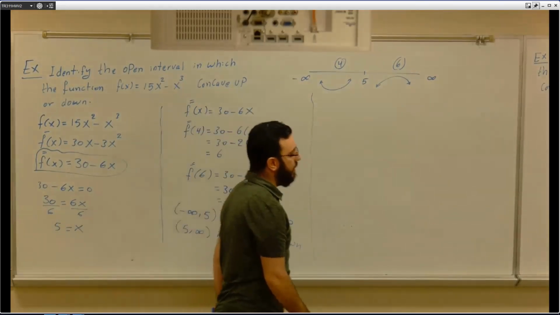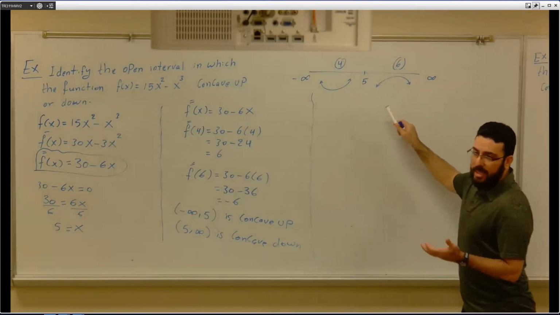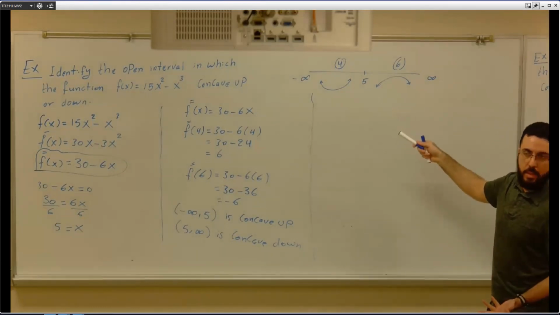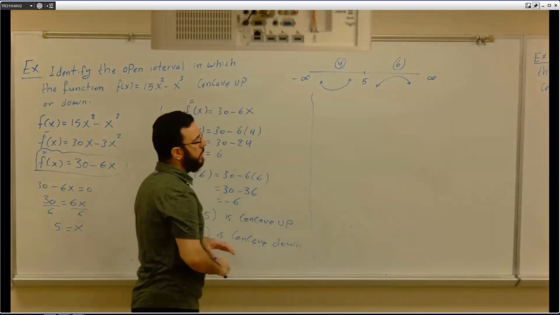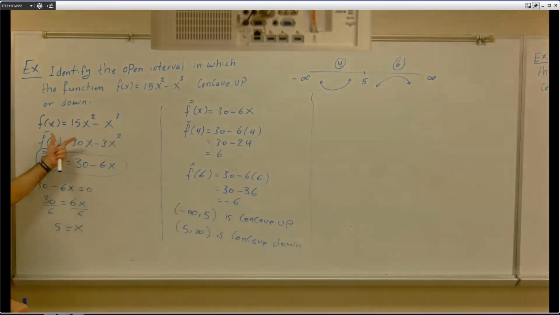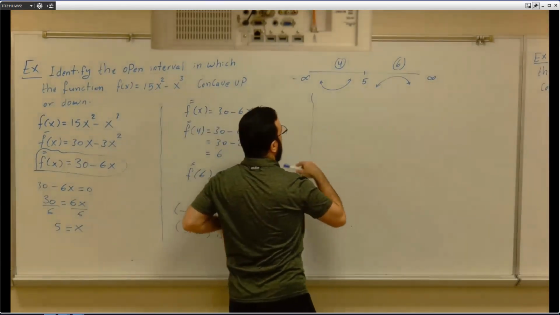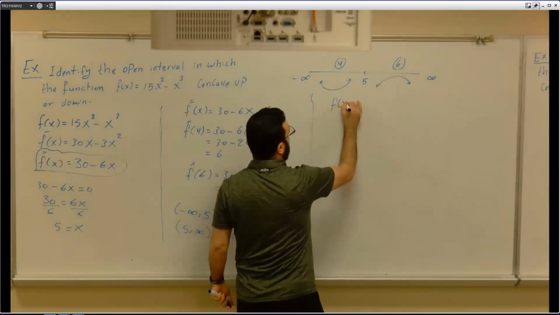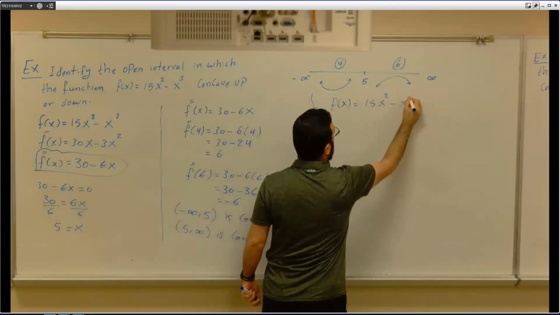Now, if I ask you to find the inflection point, here is my critical number, which is only the x. I need to find the y. You see, it goes concave up, then down, so this is the inflection point. To find the y coordinate, we have to go back to the original function, the original polynomial, 15x squared minus x cubed. So f of x equals 15x squared minus x cubed.